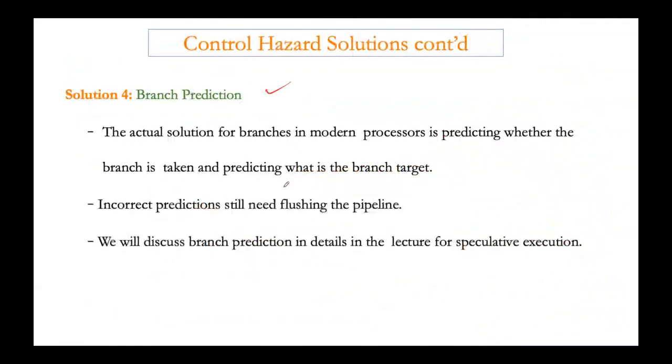The actual solution for branches in modern processors is predicting whether the branch is taken, or predicting the branch target address. If it is taken, then what is the target address? An incorrect prediction still needs flushing of the pipeline, and we will discuss branch prediction as a separate topic in detail in the speculative execution lecture series.